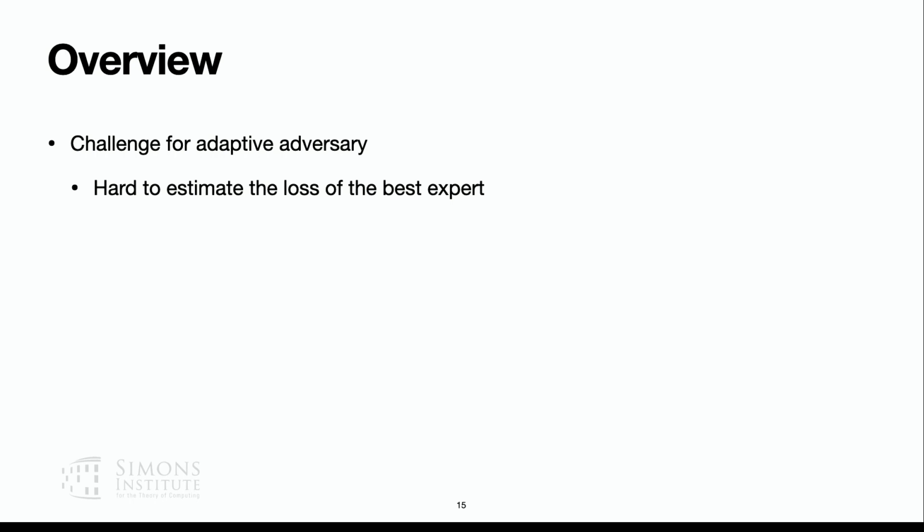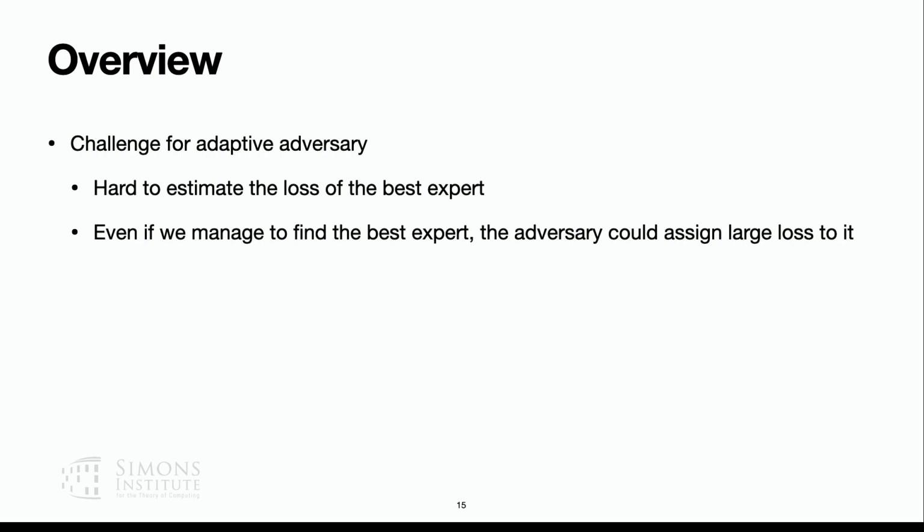I already argued that with sublinear space algorithms, you cannot hope to identify the best expert or even estimate its loss approximately. For the adaptive adversary, there's a second challenge. For example, even if we are very lucky and happen to figure out what the best expert is, we just keep playing it. It still does not work because the adversary is adaptive. It can assign a very large loss once you keep playing this best expert. Okay.